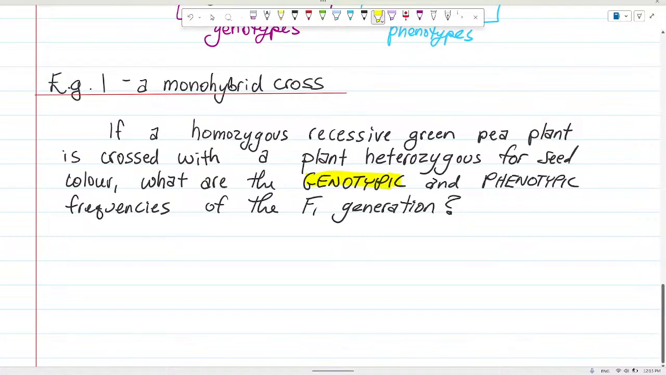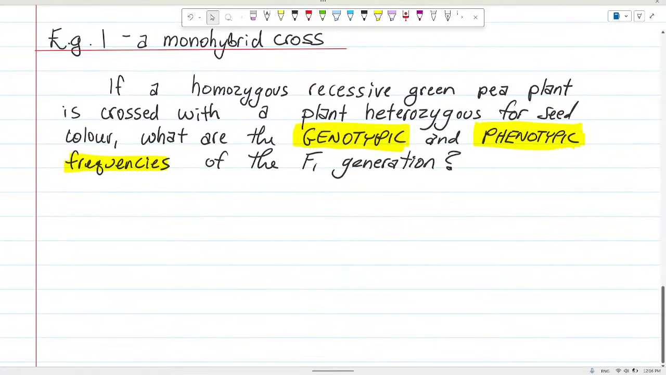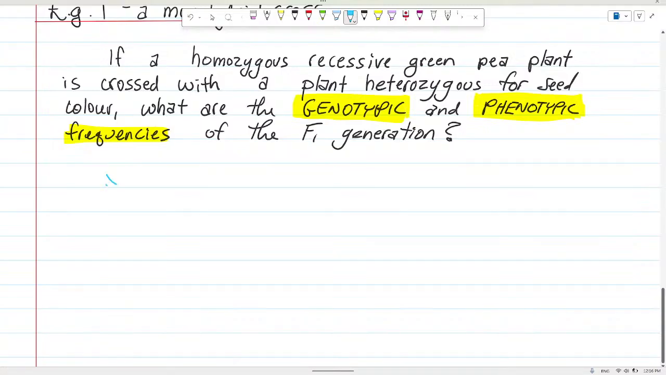Genotypic frequency just means how frequent is each possible genotype. And phenotypic frequency just means how frequent is each possible phenotype. In other words, how common is each combination of alleles, and how common is each possible color. All right, so we're going to use a new tool here called a Punnett square. So we will solve using a Punnett square.